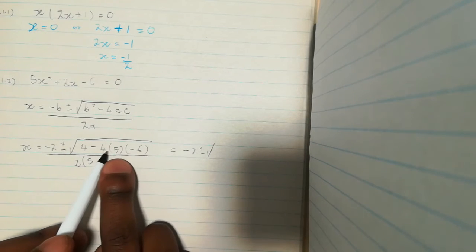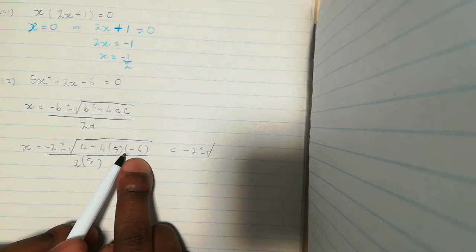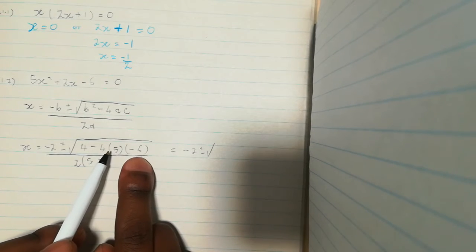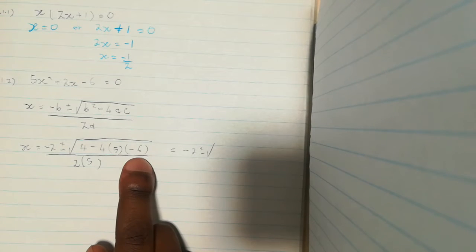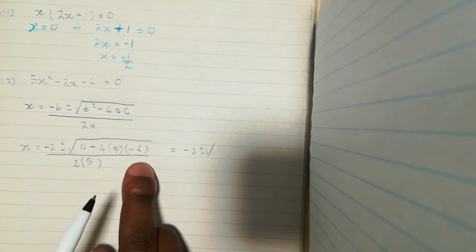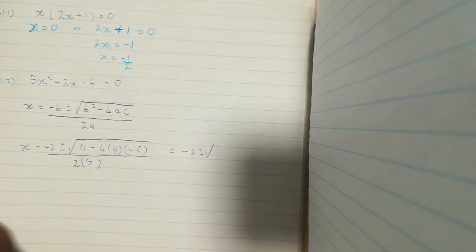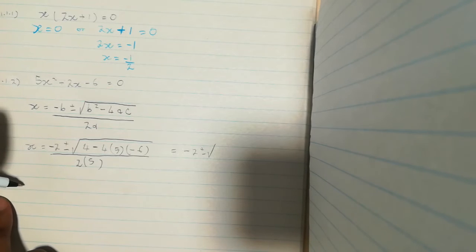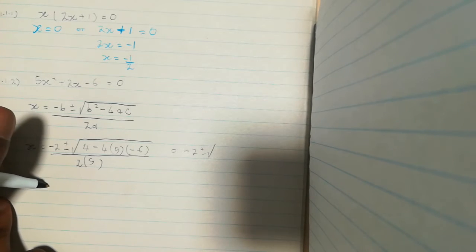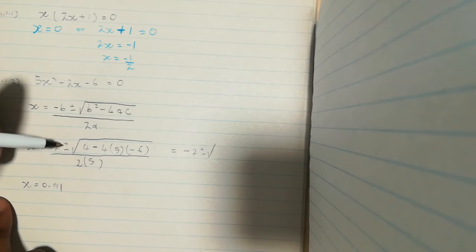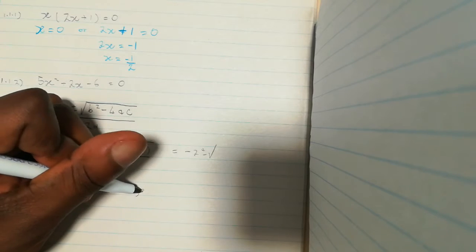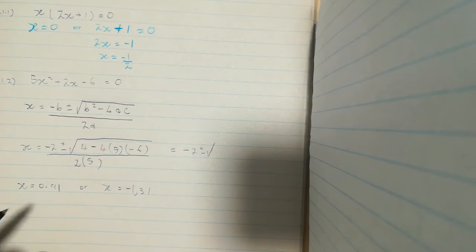What's 4 times 5? It's 20. 20 times 6, it's 120, but it's positive. So, guys, you should use your calculator in this question. You need to be careful when you're pressing your calculator, and press it clearly. Double check that you pressed the numbers right. You will find that x is equal to 0.91 for the positive, and you'll find that x is equal to negative 1.31 for the negative.